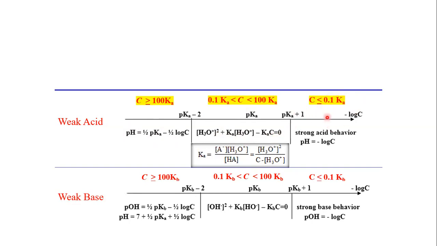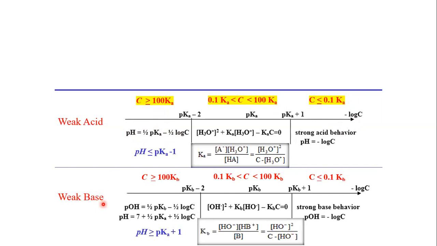This is a rare case scenario. It doesn't actually happen much. This type of dilution is very odd. Nonetheless, we saw an example of it. This is when the concentration is less than 0.1 of K. Now, again, this is in terms of minus log C values, but don't worry about that. Most of the cases, concentration is greater than 100 Ka.